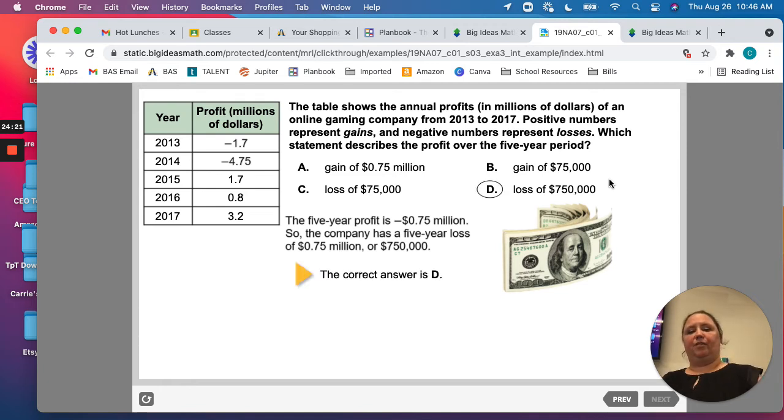Okay, 0.75 million is 750 million. So you do have to change the decimal to millions. So the correct answer is actually D. They lost $750,000. Think this gaming company is still in operation? No. That's a lot of money to lose. I mean, they did have 3 good years, but I guess it depends what their investors decide.